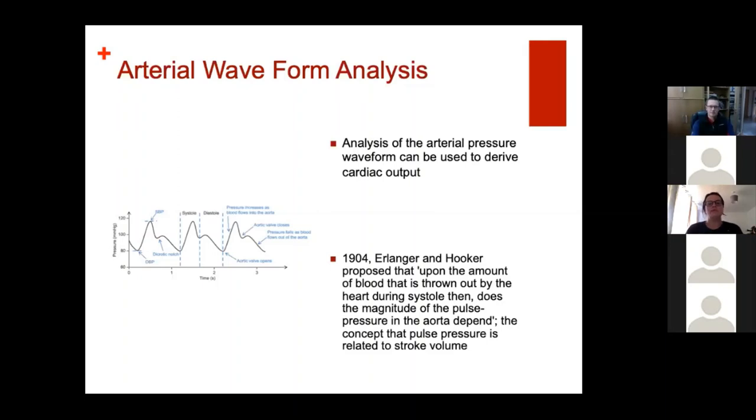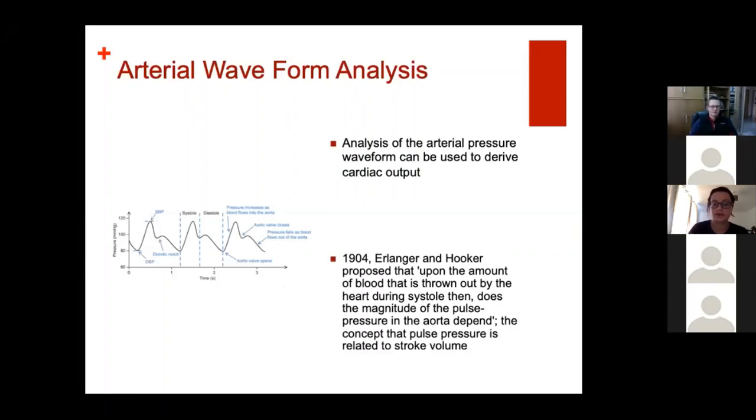So arterial waveform analysis is a way to measure cardiac output, looking at the arterial pressure waveform. We are all familiar with that form. If we've got the A line and connect it to the monitor, that's what we can see. It's the pressure over time, and we are all familiar with the notches and changes of it.